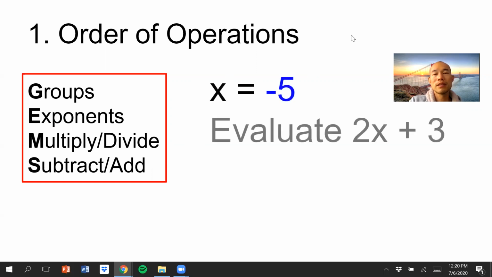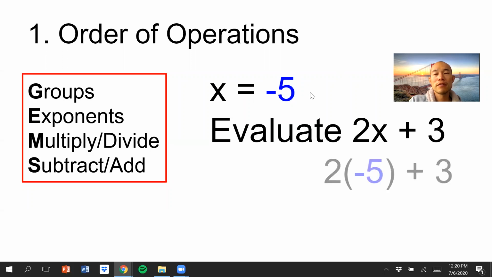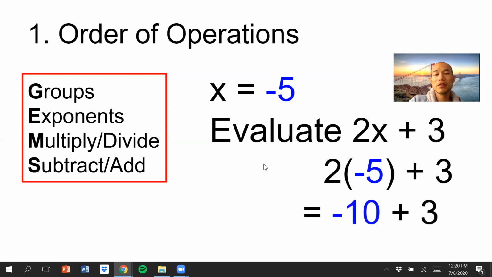So let's look at an example. Let's say x equals -5, and we want to evaluate 2x plus 3. First, you would substitute your -5 in for the x to get 2 times -5 plus 3. So what are we going to do first? Are we going to multiply by the 2 or add the 3? According to GEMS, we're going to multiply before we do the addition to get us -10 plus 3, which you can use the number line or another method to figure out that the answer is -7.